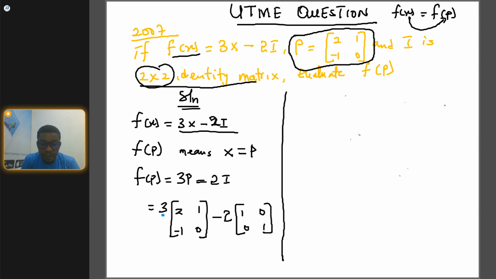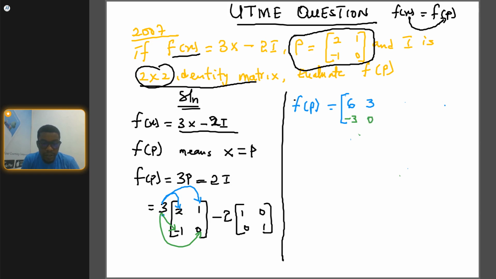So we're going to have f of p, still solving f of p. That was the question. F of p equals, now let's go, 3 times 2. That is 6. The 3 again times 1, that is 3. Now let's multiply the remaining ones. This 3 multiplied by minus 1, that is minus 3. The 3 again multiplied by 0, that is 0.